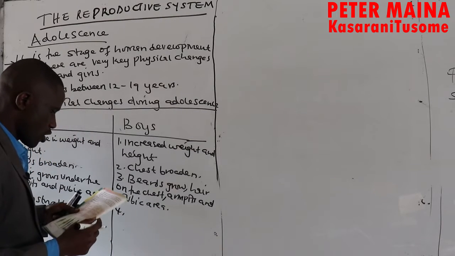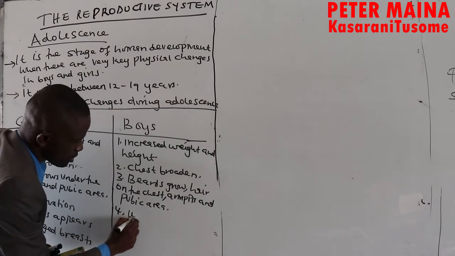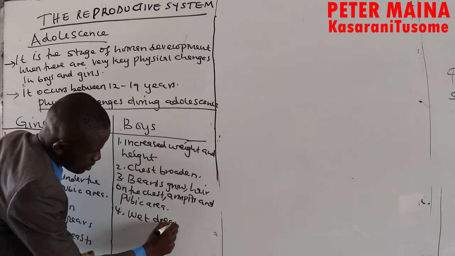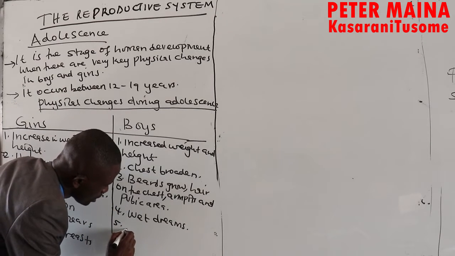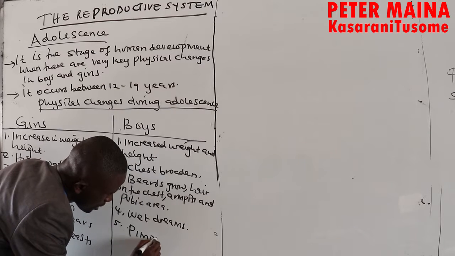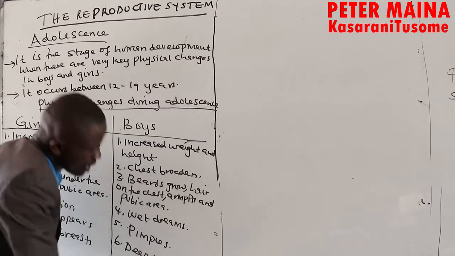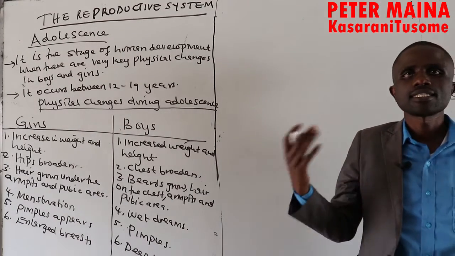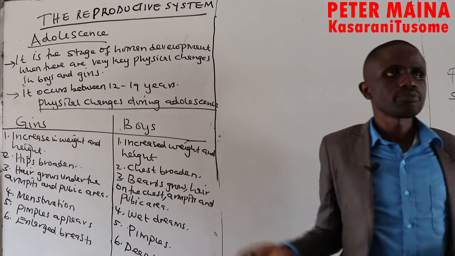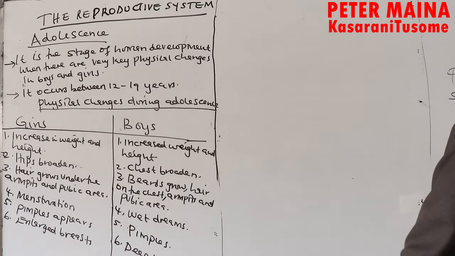And then number 5 is wet dreams. And then number 6, pimples and deep voice. So this is the adolescent stage in men. So there are pimples, there is deep voice, there is the increased weight and height, wet dreams, among others in males. So those are some of the changes that will occur.